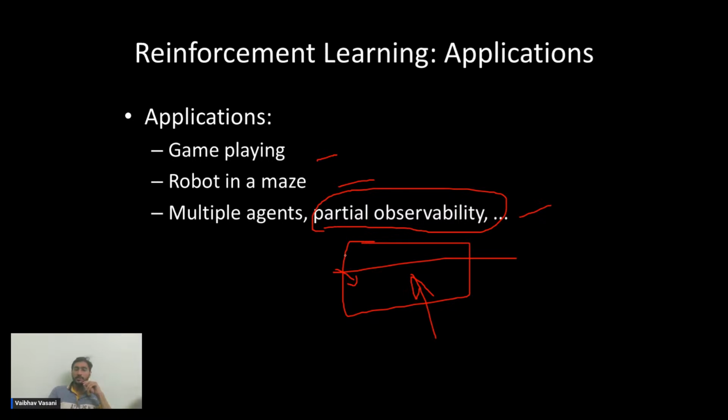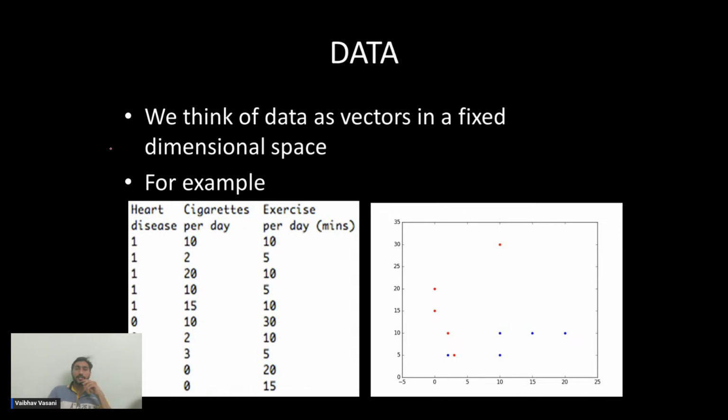Yes, thank you for Clash of Clans. Okay, data. We think of data as a vector in a fixed n-dimensional space. Look at this data set. Heart disease rates are provided in the first column, second cigarettes per day, then exercise per day. This is the data, and we plot it on a graph.